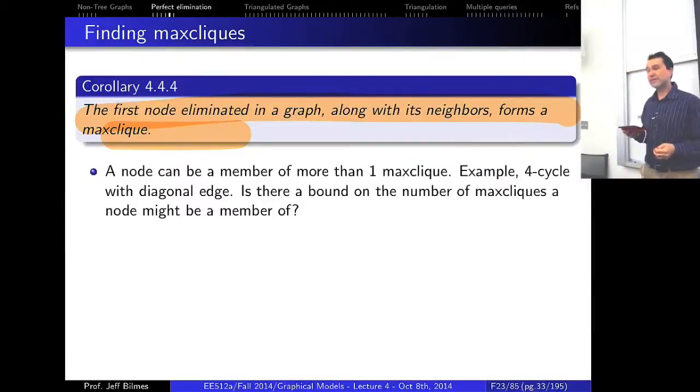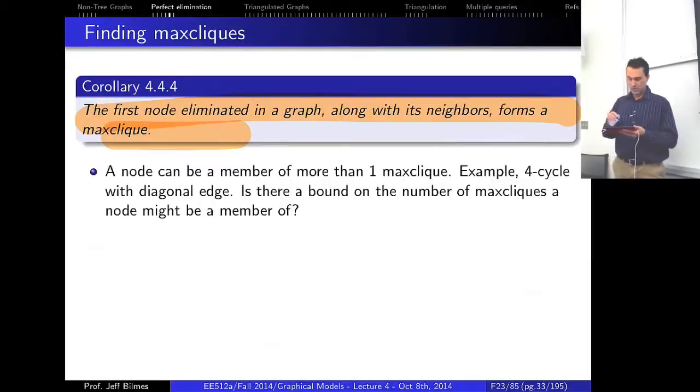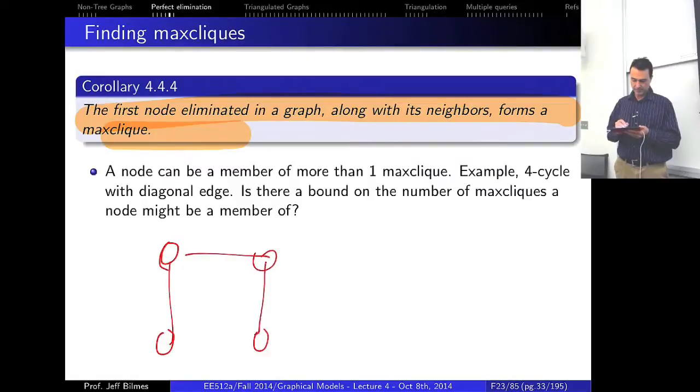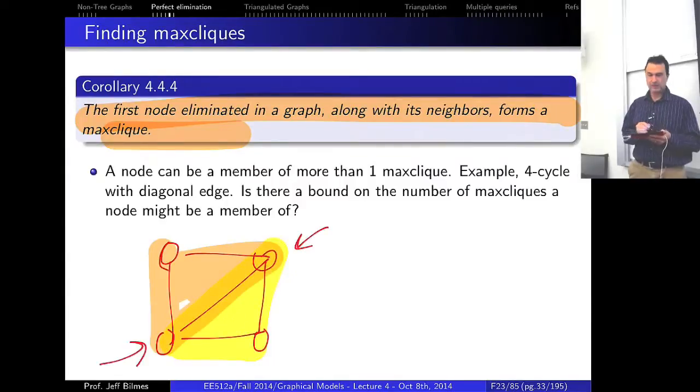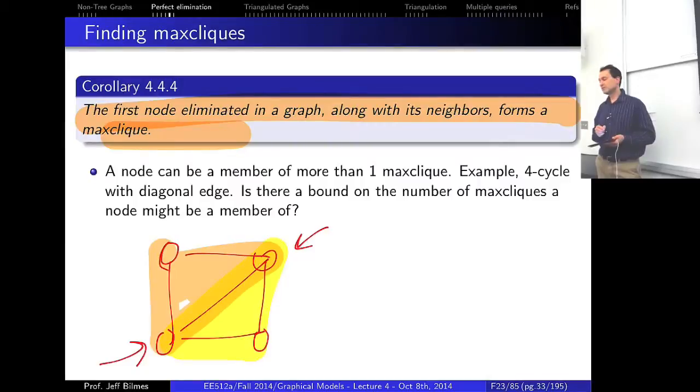One thing I want to point out is that a node can be a member of more than one max clique. Yes, that's true. So take, for example, this graph here. There's two max cliques here. There's this max clique, and there's also this max clique. So that means that this guy and this guy are both members of two max cliques.